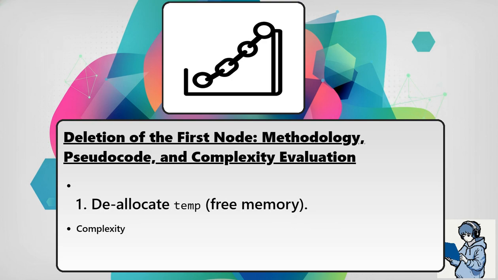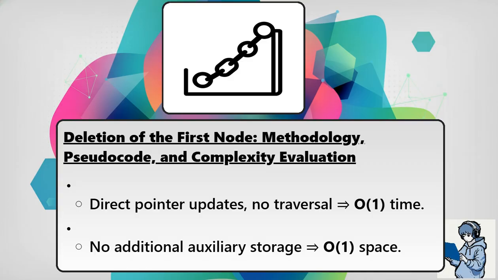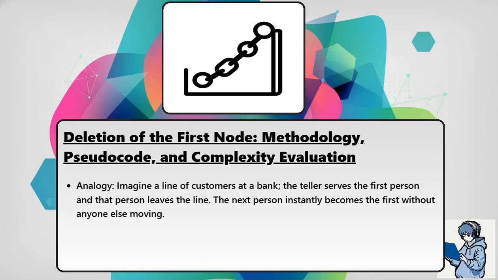Complexity: direct pointer updates, no traversal, leads to O(1) time. No additional auxiliary storage leads to O(1) space. Analogy: imagine a line of customers at a bank. The teller serves the first person and that person leaves the line. The next person instantly becomes the first without anyone else moving.